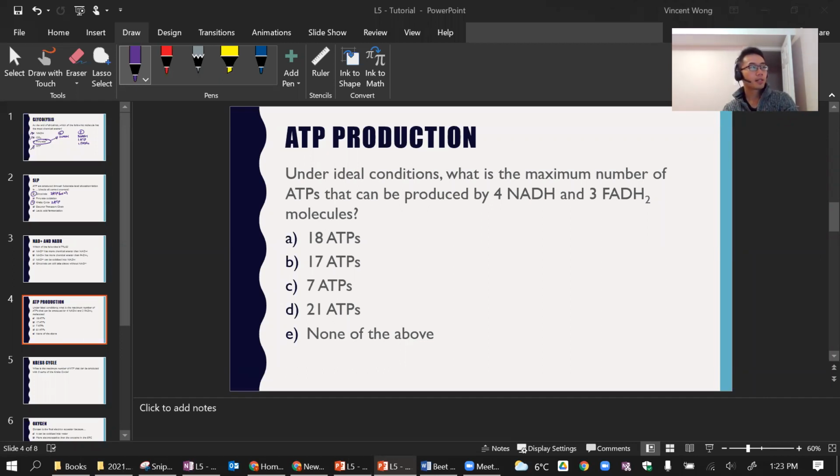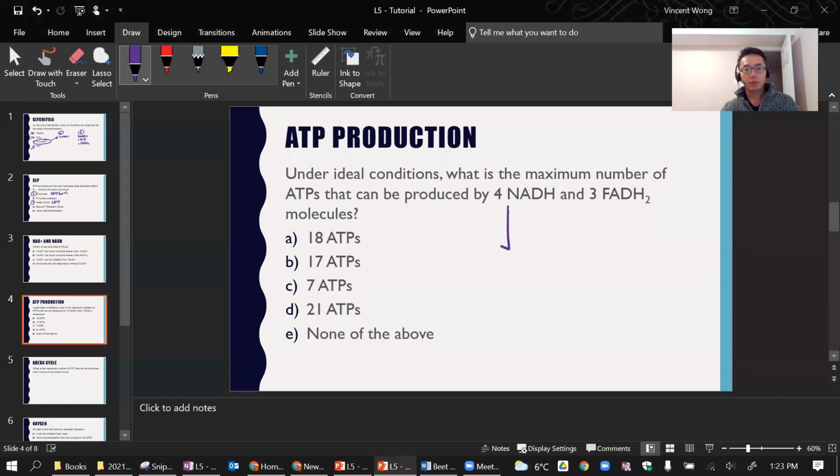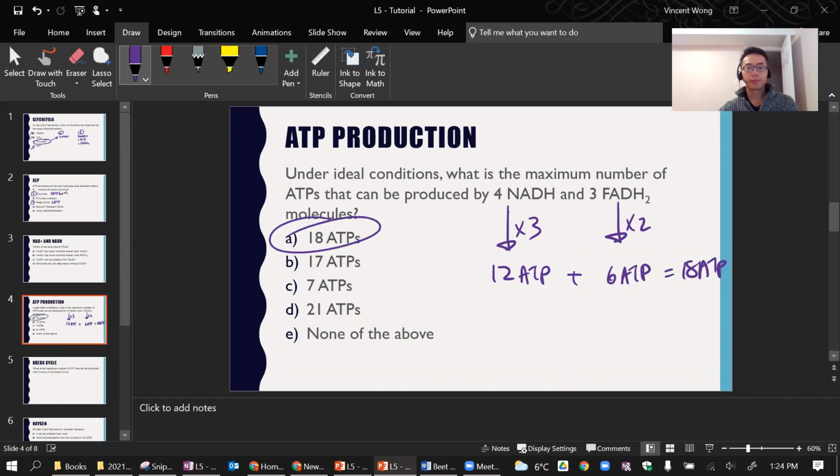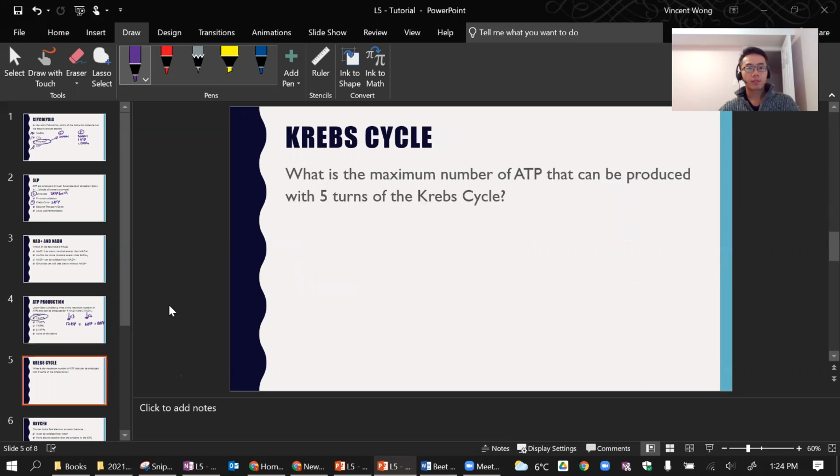Okay, a couple more seconds. So 4 NADH, times 3, that's 12 ATP. FADH2 times 2, that's 6 ATP. If you add them together, 18 ATP. Okay, that's the correct answer. All right, next one.